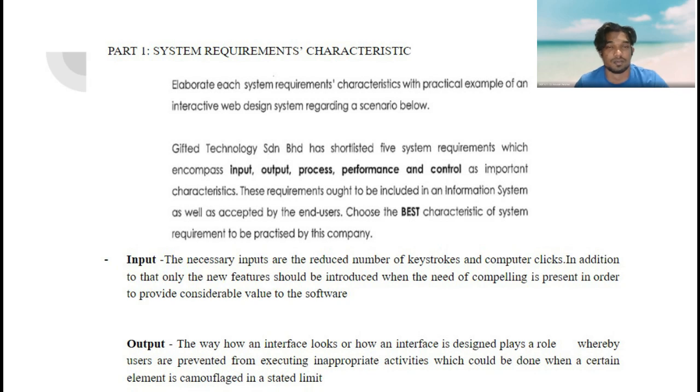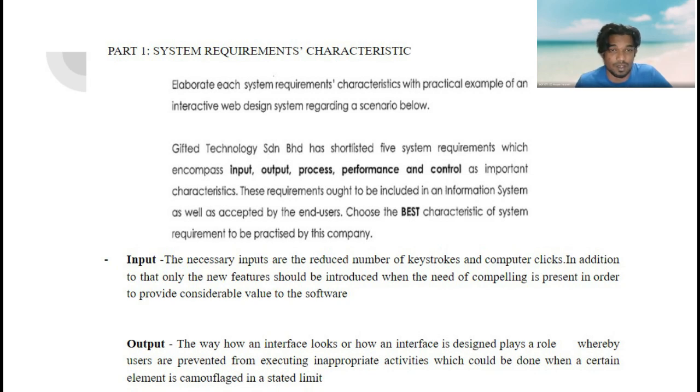Part 1. System Requirements Characteristics. Elaborate each system requirements characteristic with a practical example of an interactive web design system regarding the scenario below. Gifted Technologies Sendirian Berhad has shortlisted 5 system requirements which encompass input, output, process, performance, and control as important characteristics. These requirements ought to be included in an information system as well as accepted by the end users. Choose the best characteristics of system requirements to be practiced by this company.